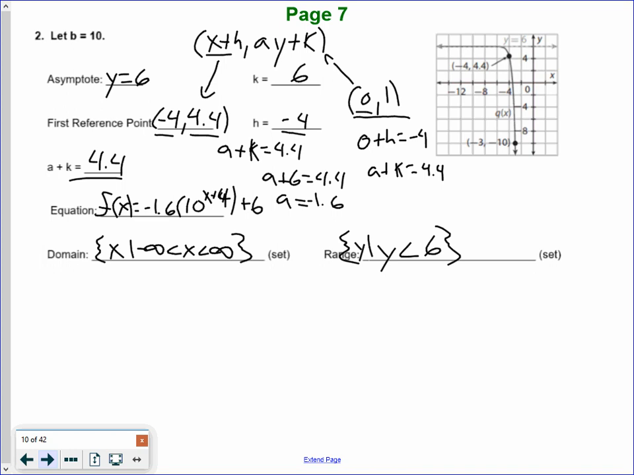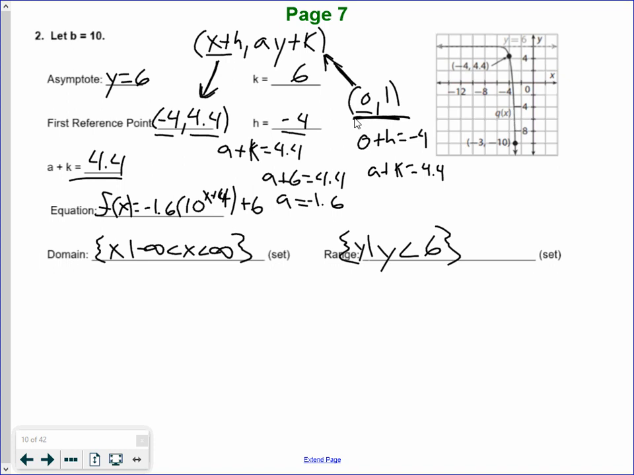All right, so this is what you should have done for number 2. Our asymptote is y equals 6, so that means our k value is 6. Our first reference point is (-4, 4.4). And remember, our first reference point comes from (0, 1). So if we plug this into our transformation rule, it should shoot out this transformed point. Our first reference point we see on the graph, that's our first transformed point that came from (0, 1). So you plug (0, 1) into our transformation rule, it shoots out (-4, 4.4).